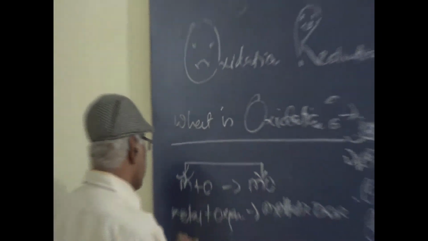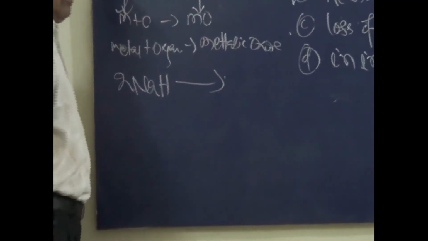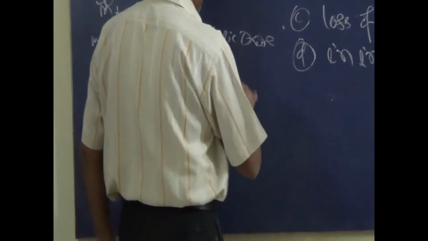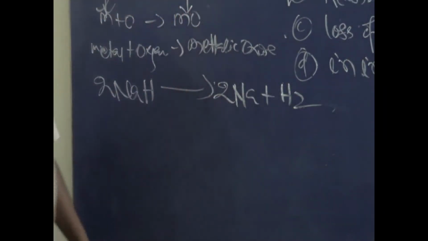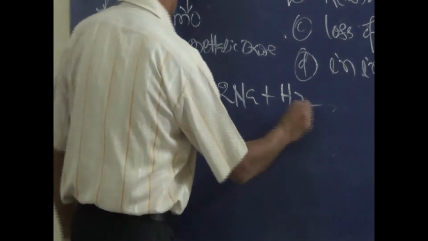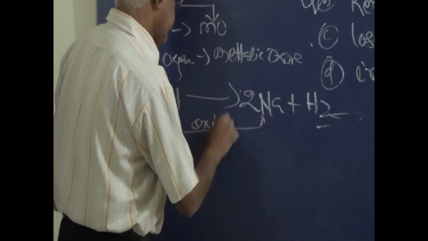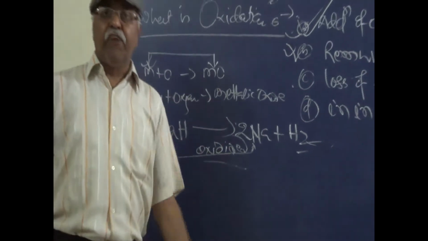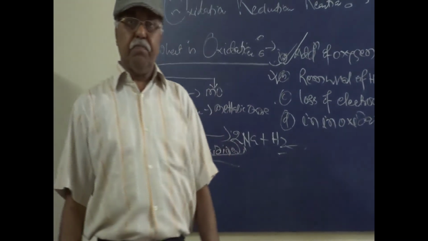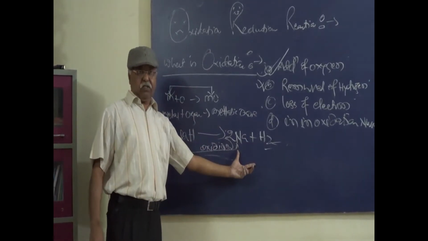Say for example, 2 molecules of sodium hydride decompose to 2Na plus H2. Hydrogen gas is given out. Here hydrogen is removed, so again it is oxidation. Removal of hydrogen is oxidation. So here, although there is no oxygen, it is oxidized.